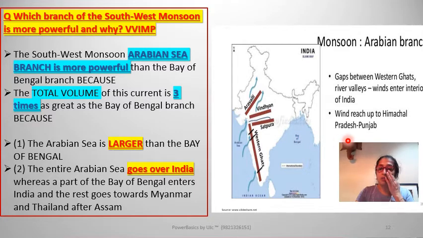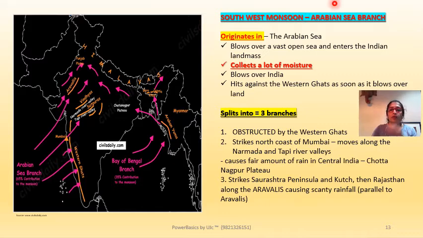It's very important. The monsoon, the Arabian Sea branch, is going to hit the Western Ghats here. Okay, here it goes parallel to the Vindhyas, the Aravalli, the Satpura, and then they reach up to Himachal and Punjab. Just to put it in your minds. Now, the southwest monsoon, Arabian Sea branch. Where does it originate? Where does it start from? You should say it starts from the Arabian Sea. It originates in the Arabian Sea.